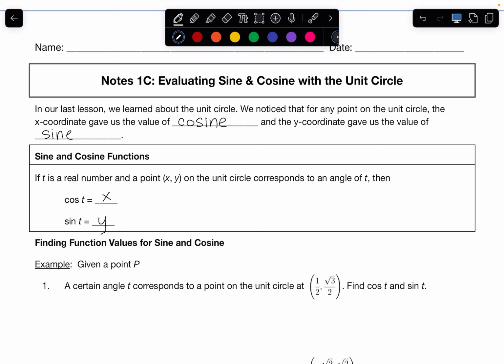And if we know cos and sine, we can find the other four trig functions. Tangent is sine over cos. Secant is 1 over cos. Cosecant is 1 over sine. Cotangent is cos over sine.